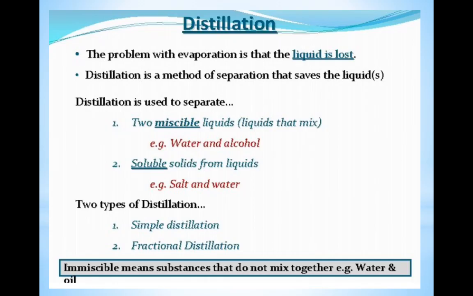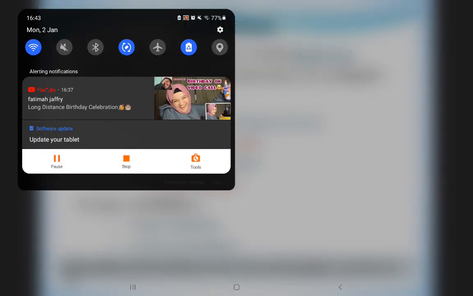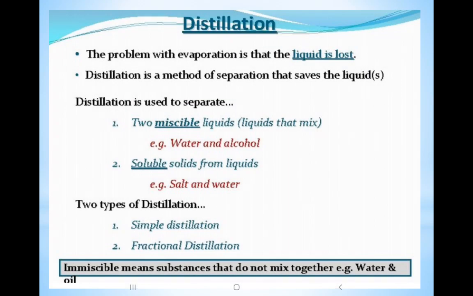Distillation. The problem with evaporation is that the liquid is lost. Now, if we also want the liquid, what will we be doing? Distillation is a method of separation that saves the liquids. Distillation is used to separate two miscible liquids. Miscible means liquids that mix, and immiscible means substances that do not mix together, for example, water and oil.